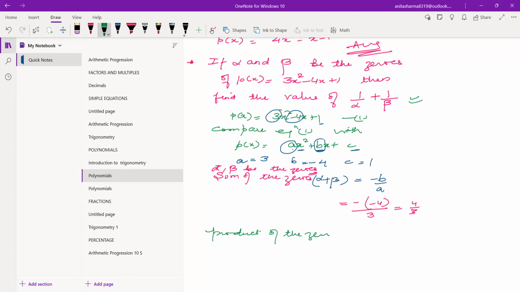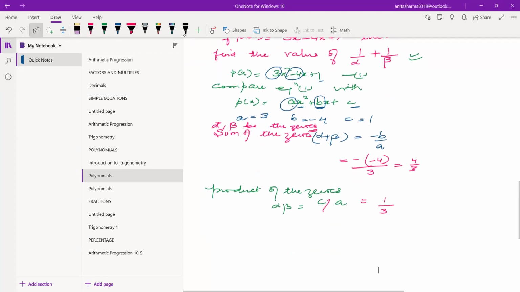Alpha and beta. Yes, c by a. Alpha beta. It will be c by a. So the value of c is 1 and a is 3. So it is 1 by 3. Now children, we have to find the value of 1 upon alpha plus 1 upon beta.